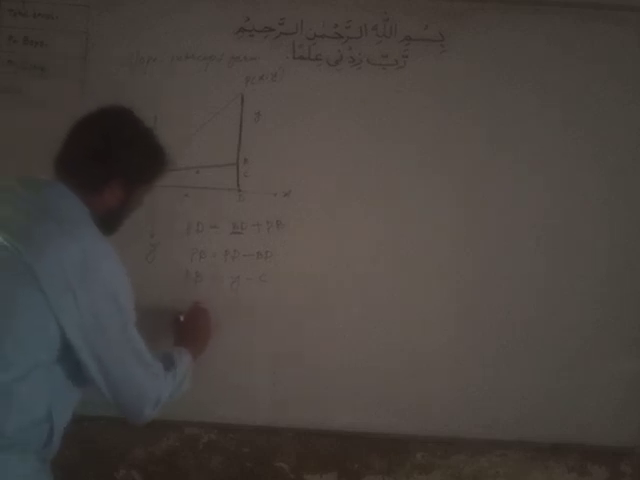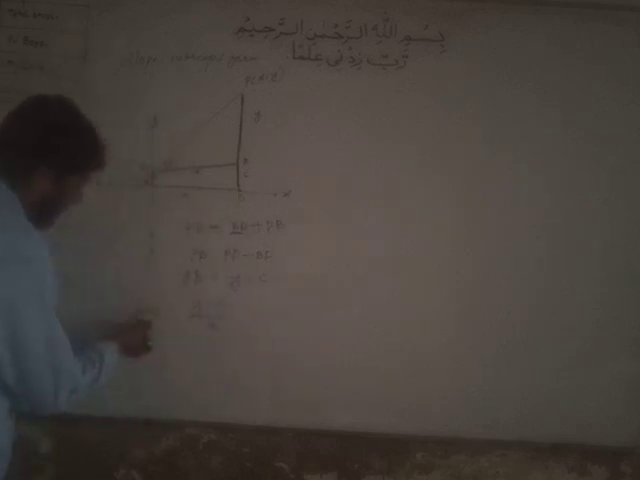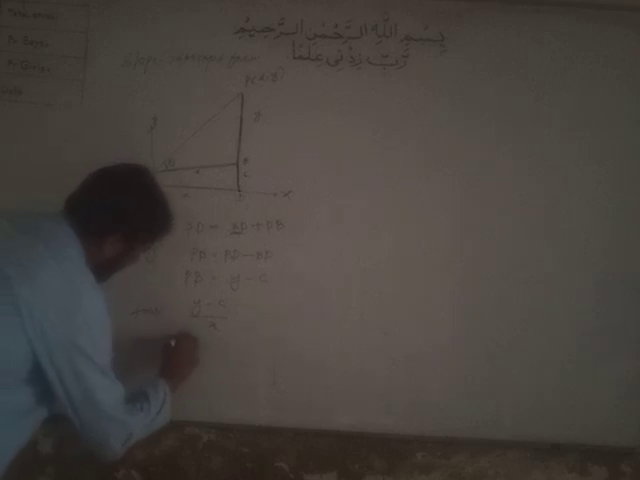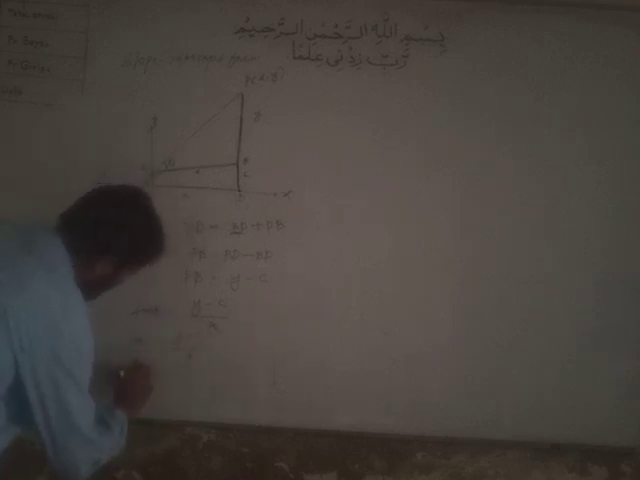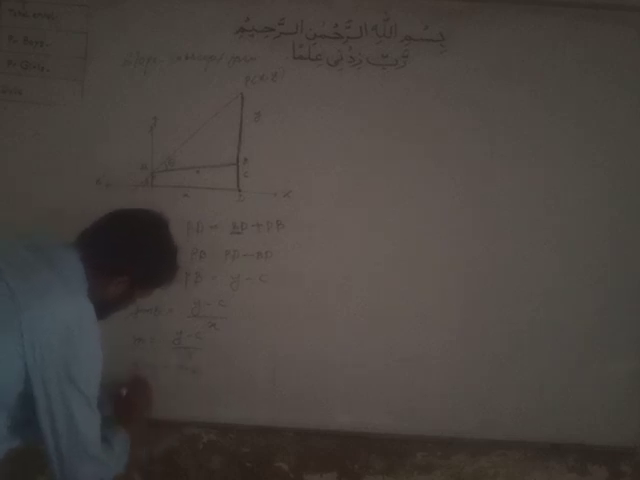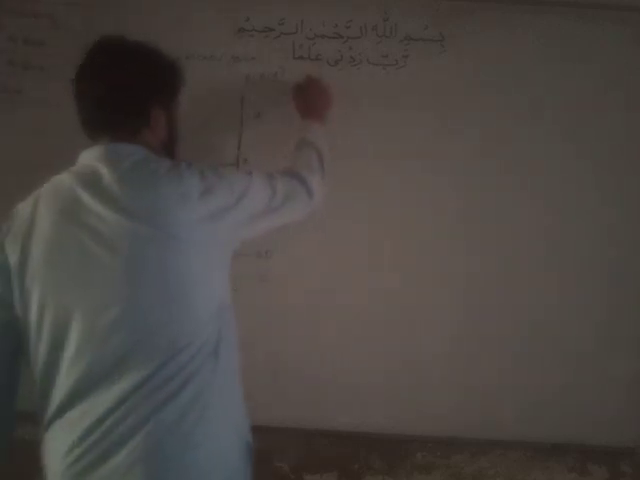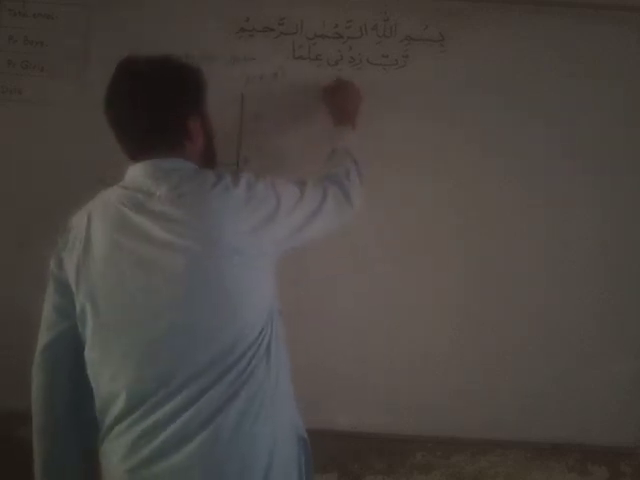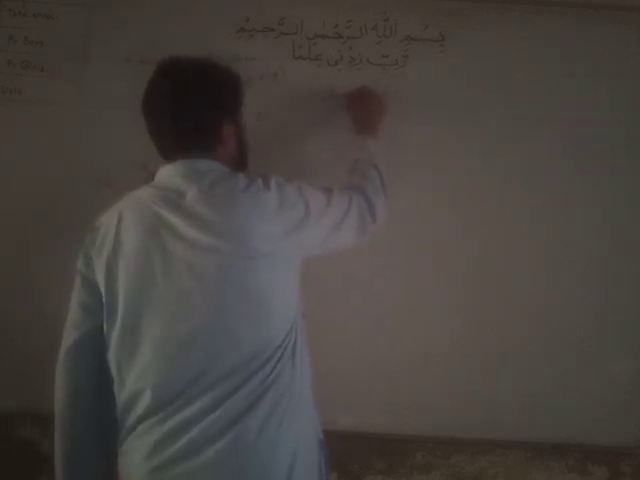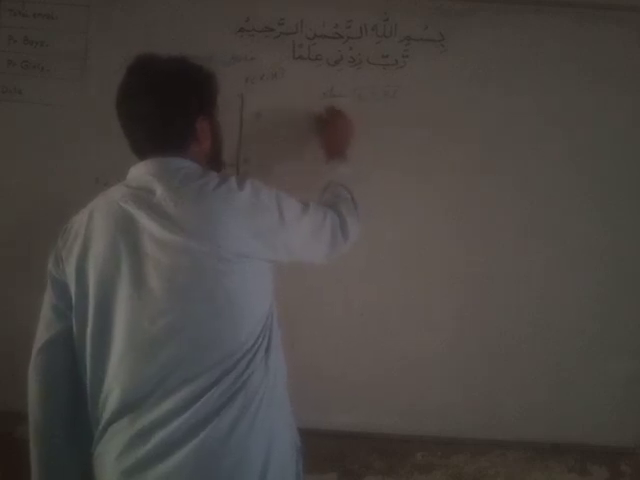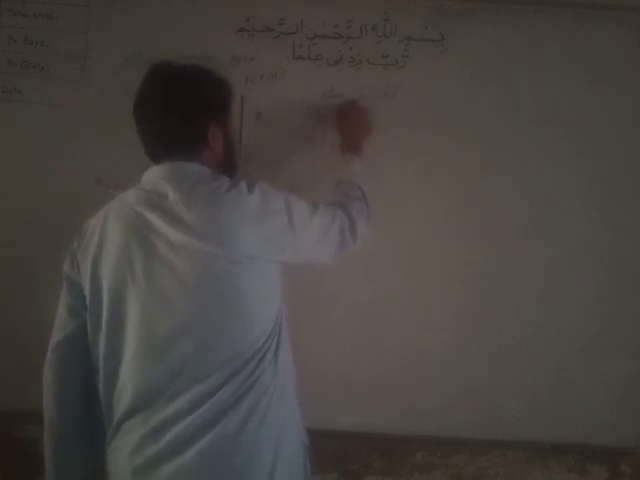And tan theta is equal to y minus c upon x. So this is the slope m. So this will be y minus c upon x, so y minus c is equal to mx, and this gives y is equal to mx plus c. This is the slope intercept form where c is equal to 0. So this will be y is equal to mx. So we can say that the line passes through the origin.